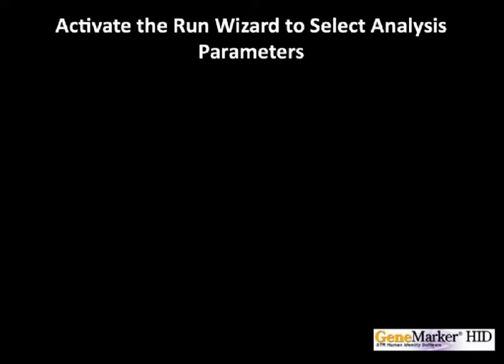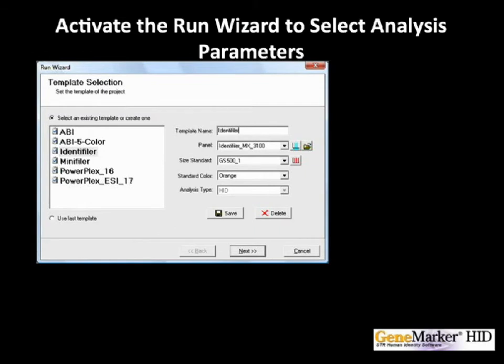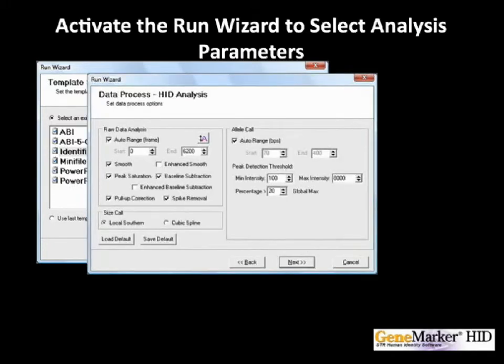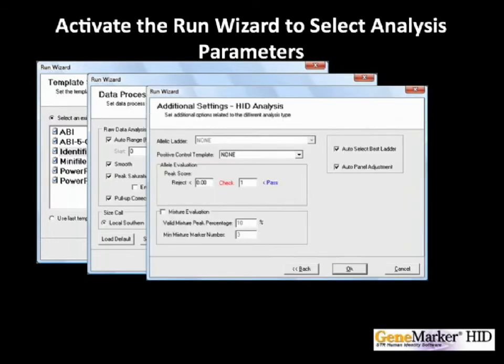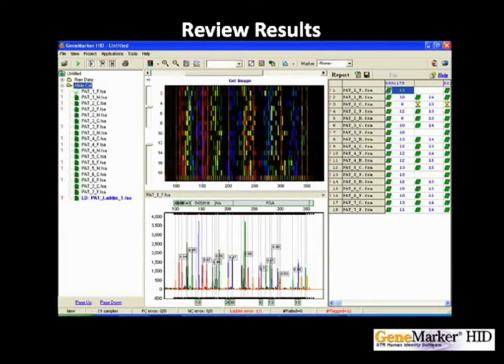The Run Wizard template simplifies analysis. Please review the introductory GeneMarker HID webinar for details about creating and saving Run Wizard templates. Confirm the settings in the second screen of the Run Wizard and click Next. In the final Run Wizard screen, select OK to apply the parameters. Analysis is rapid, taking approximately 20 seconds to analyze 96 samples.